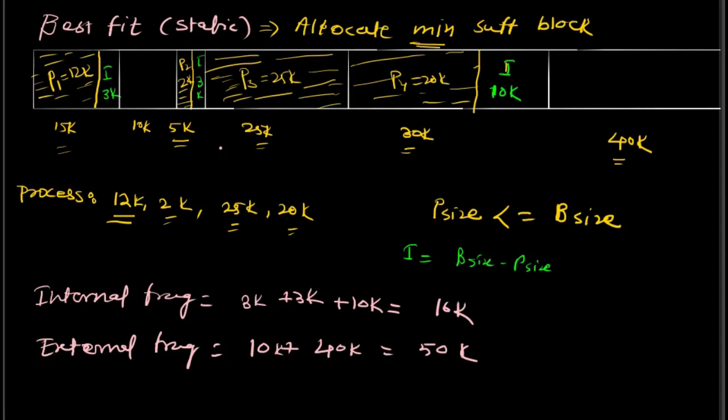So this is how the best fit algorithm works. In best fit you have to remember: allocate the minimum sufficient block. Sufficient means process size should be less than or equal to block size, and minimum means whatever are the sufficient blocks, select the one which has the minimum size, the minimum sufficient block. Thank you.